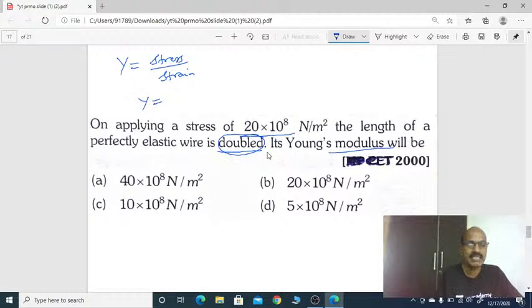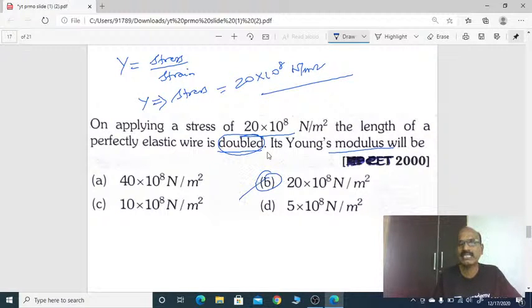Now strain 1 means what happened? Young modulus is equal to stress. That's it. So strain is 1, so Y equals stress. What value is given for stress? 20 into 10 power 8 Newton per square meter. So option B, same as it is.